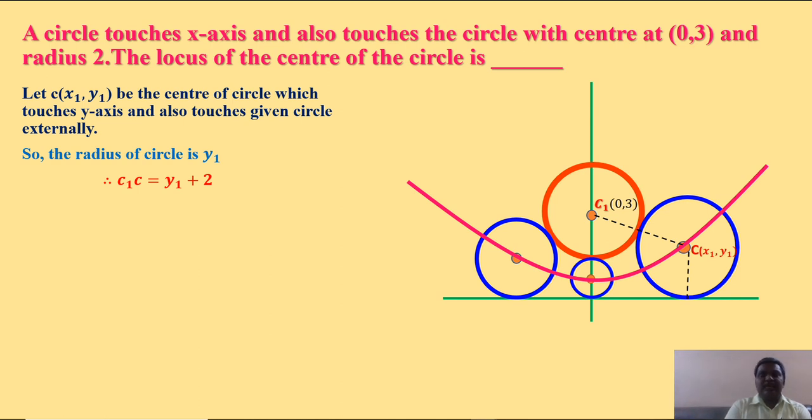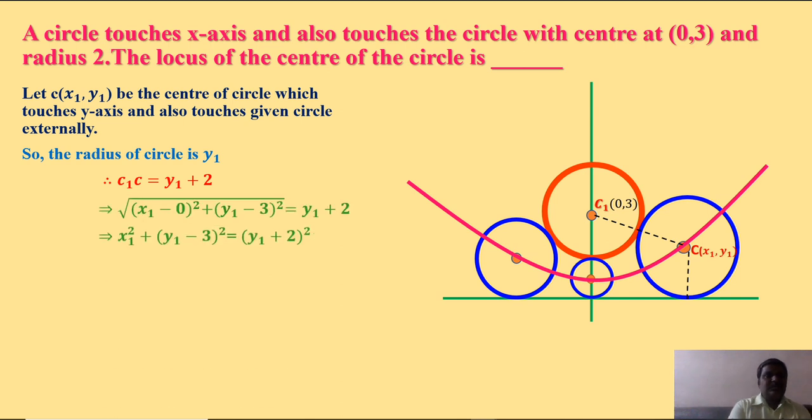From the figure, how are we getting y1? The distance from C to the x-axis is what? y1. So what is the radius of the green circle? y1. What is the radius of our main circle? 2. So the sum of the radii is what? y1 plus 2. What is the distance between the two centers? C1C. So can I find C1C or not? That is the distance from C1 to C, that is the square root of (x1 minus 0) whole squared plus (y1 minus 3) whole squared, under root, that is equal to y1 plus 2.